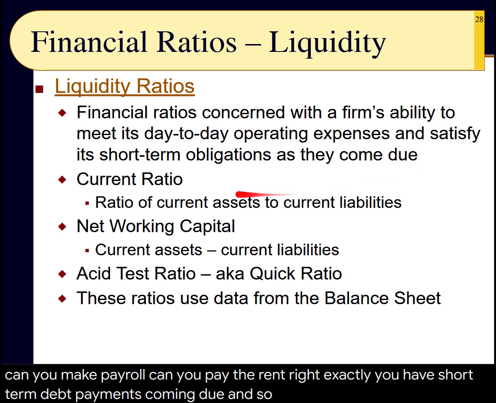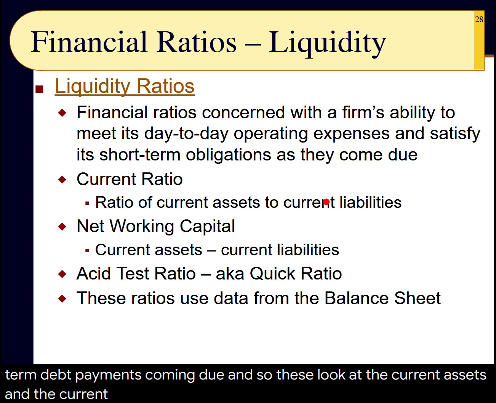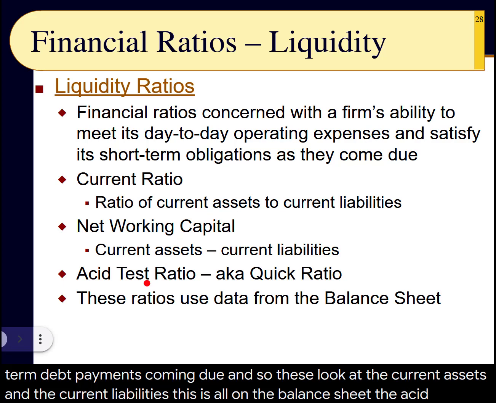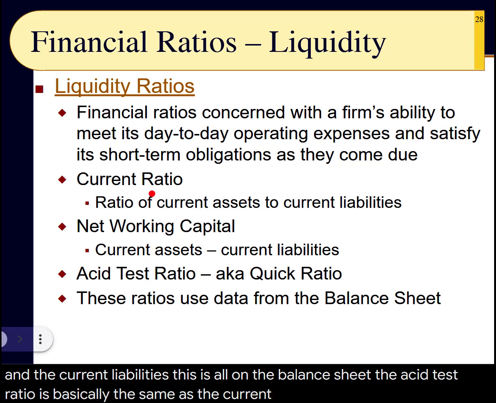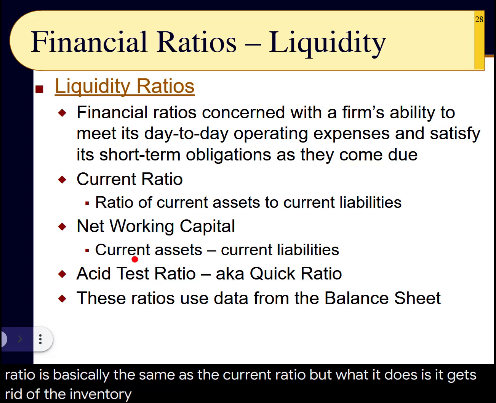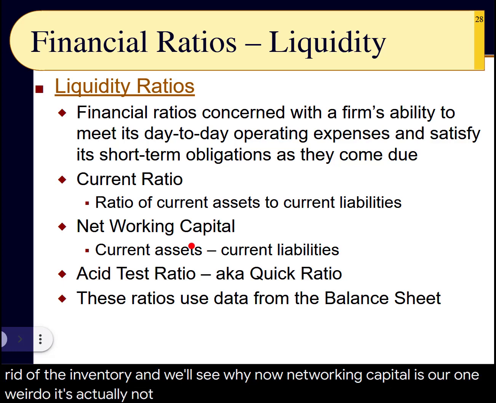And so these look at the current assets and the current liabilities. This is all on the balance sheet. The acid test ratio is basically the same as the current ratio, but what it does is it gets rid of the inventory, and we'll see why. Now, net working capital is our one weirdo. It's actually not a ratio. It's an absolute number, as we'll see.